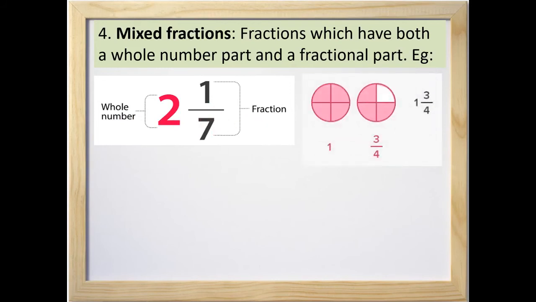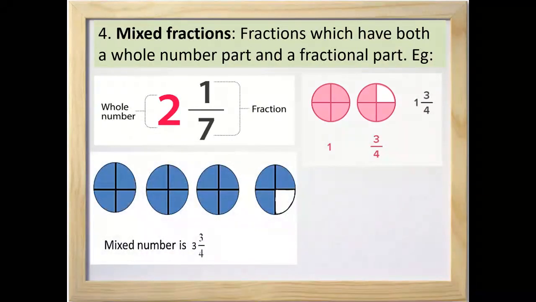We can see some more examples here. See here 1 3 by 4, where 1 is the whole number part and 3 by 4 is the fractional part. You can see in this diagram this 1 is divided into 4 equal parts, but these 4 equal parts make one whole, and here out of these 4 parts, 3 parts are shaded. So the shaded part represents 1 3 by 4. So this is an example of a mixed fraction.